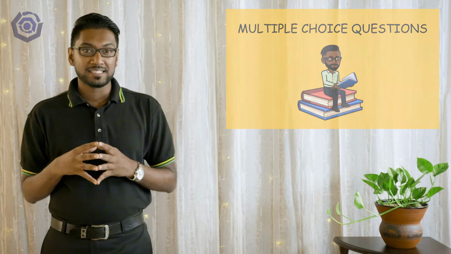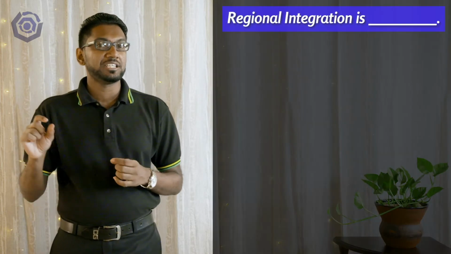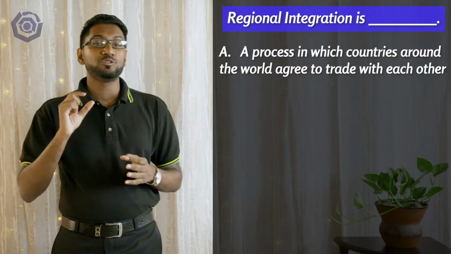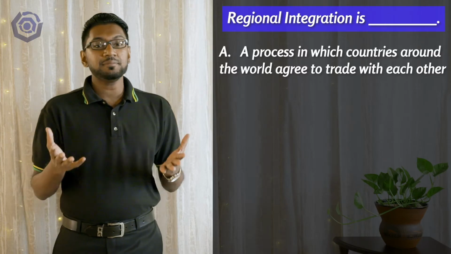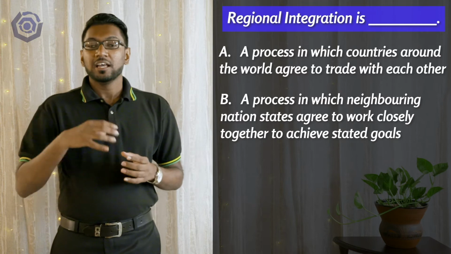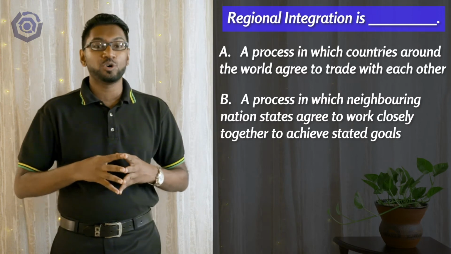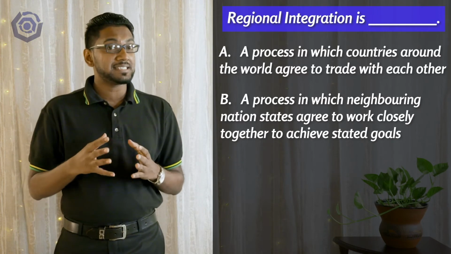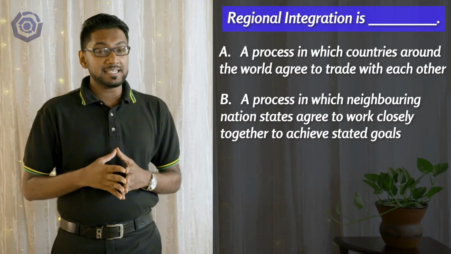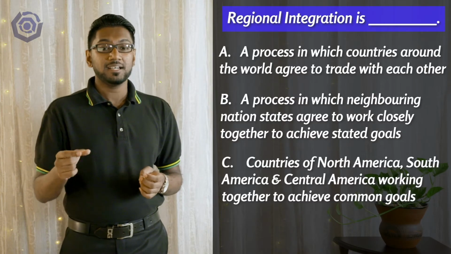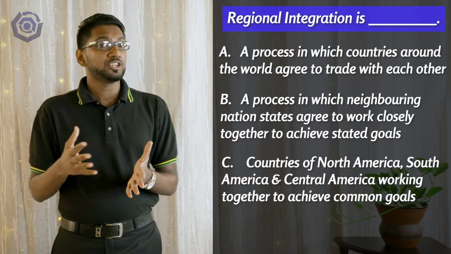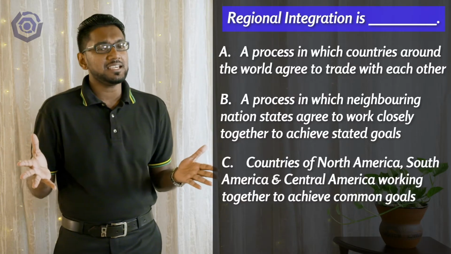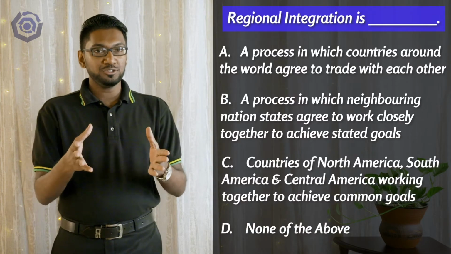The first question: regional integration is it A, a process in which countries around the world agree to trade with each other? Is it B, a process in which neighboring nation states agree to work closely together to achieve stated goals? Is it C, countries of North America, South America, and Central America working together to achieve common goals? Or is it D, none of the above? What do you think?